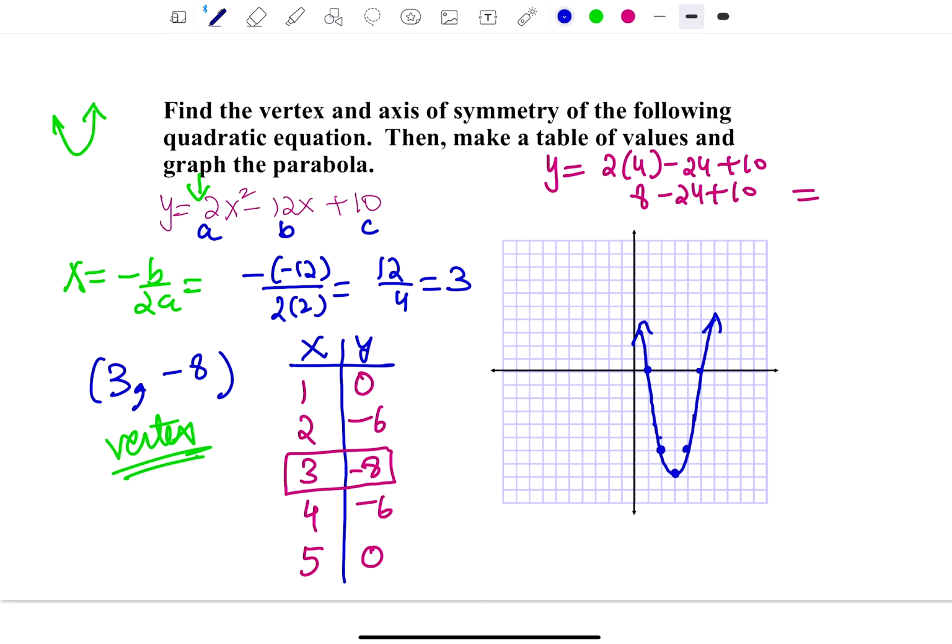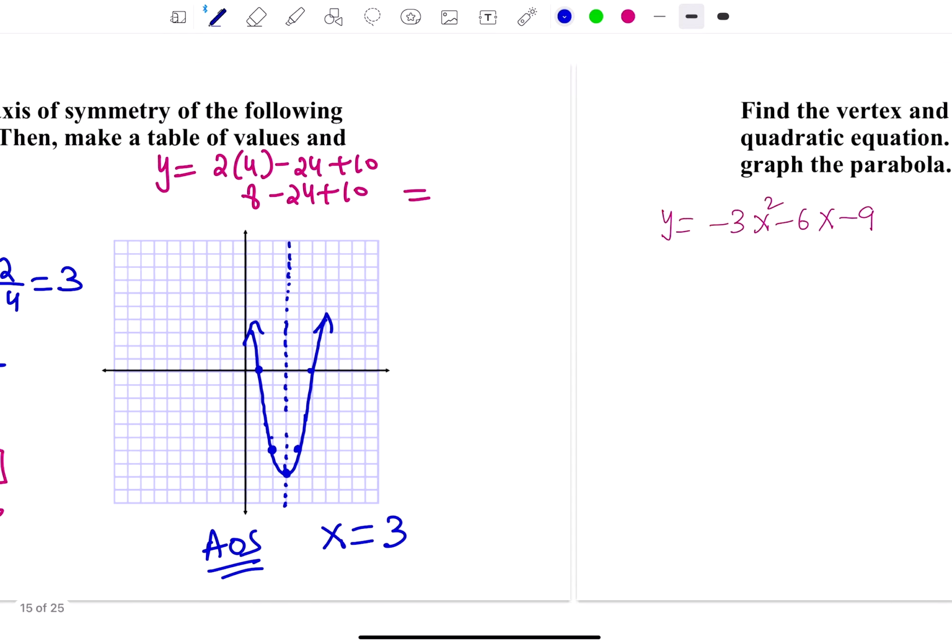And the axis of symmetry in this case will be x equals whatever the x coordinate of the vertex is, which is 3 in this case, because that's going to be the line exactly in the middle of your parabola. If we fold our parabola along that line, we will have two congruent parts.